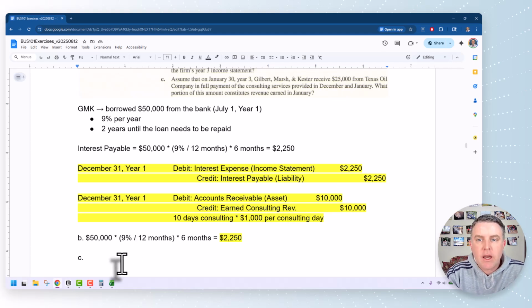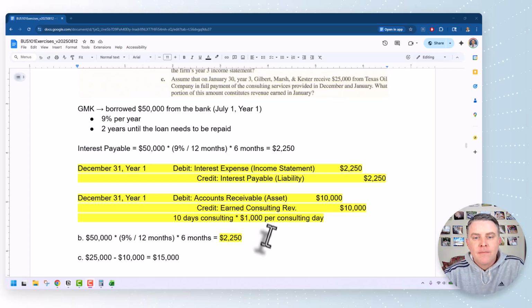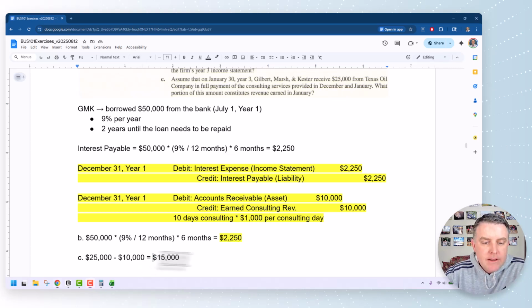And now they're saying at the end of January, the total amount of revenue earned is 25,000, and we've already recognized 10,000. So the amount that we can attribute to January alone must be 15,000. All right, so 15,000 is the answer to part C. So this one was pretty straightforward.